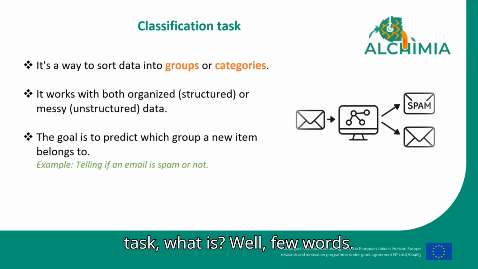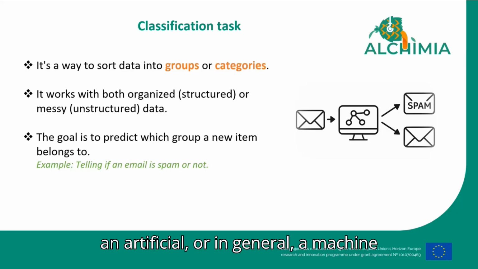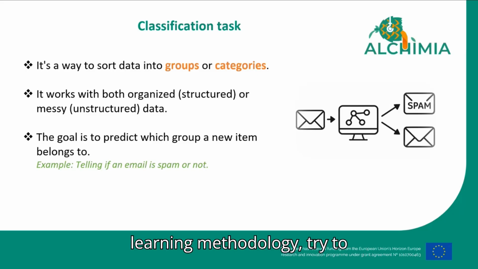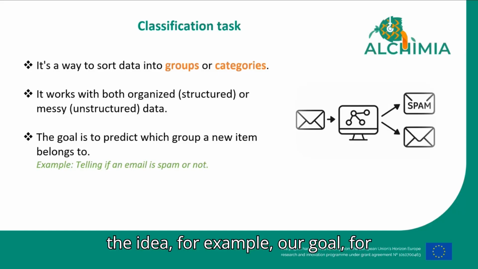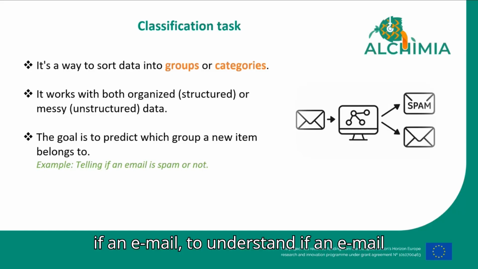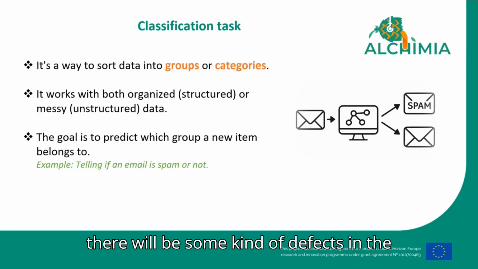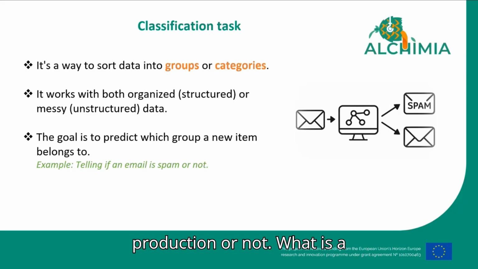Classification task, what is it? Well, a few words. Basically, in a classification task, an artificial intelligence, or in general a machine learning methodology, tries to classify things into categories, so groups and categories. The goal, for example, is to understand if an email is spam or not, or, I don't know, if there will be some kind of defects in the production or not.